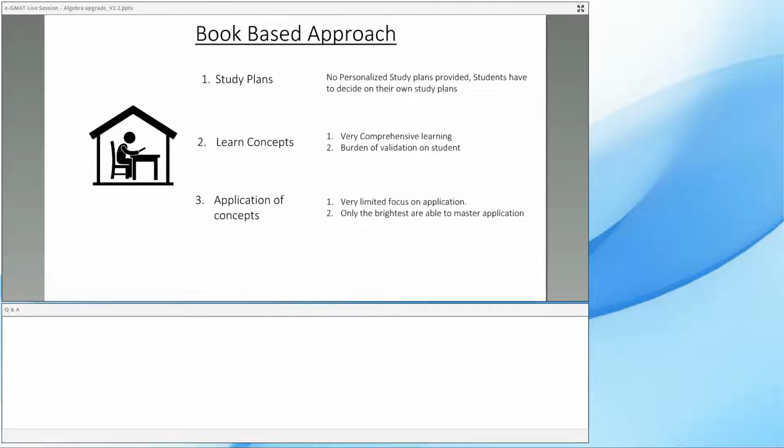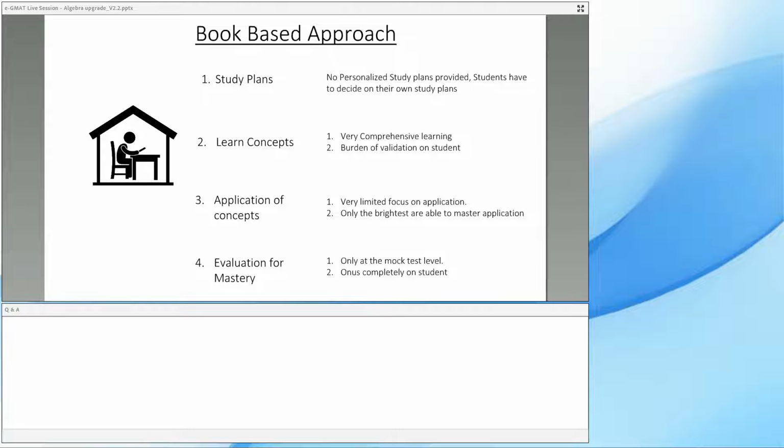So essentially, people who study using books solve a number of questions, let's say hundreds and hundreds of questions, and essentially that's how they hope to master application. And when it comes to the evaluation of mastery, most people who study using books look towards mock tests to figure out whether they've mastered a concept enough or not. And then again, the onus of making that decision is completely on the student.